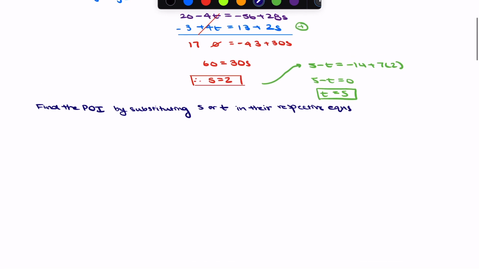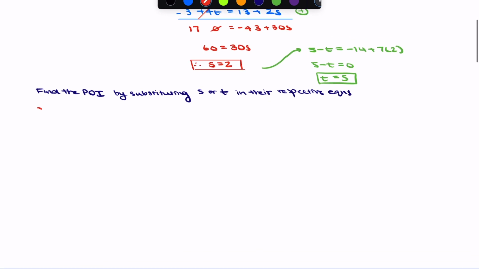So here we get x1 is equal to negative 3 plus 4 times 5, which is equal to 17 here. And so for y1, we get 5 minus 5, which is equal to 0. And so here the point of intersection would be 17 and 0.